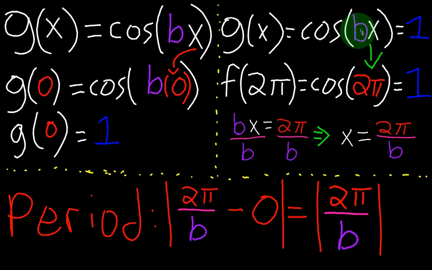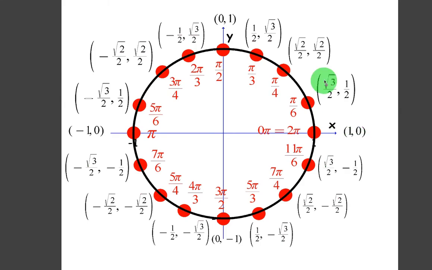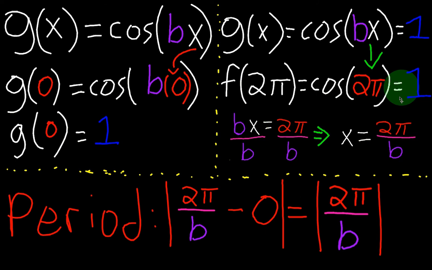Now if I put a b in front of the x, and I strongly recommend you watch the sine video before you watch this one, because I went into more detail. In order to make sure the graph repeats itself, this bx must be equal to 2 pi, because cosine of 2 pi equals 1, and that's where I can guarantee that cosine is going to repeat itself. The cosine values are going to start to be the same again after 2 pi. So I'm going to set bx equal to 2 pi just like I did in the sine proof. The b's cancel, and I get x equals 2 pi over b.